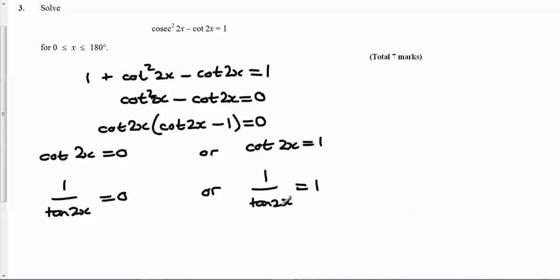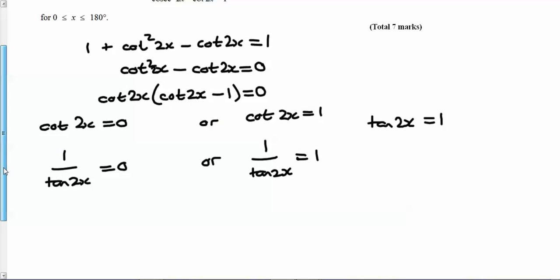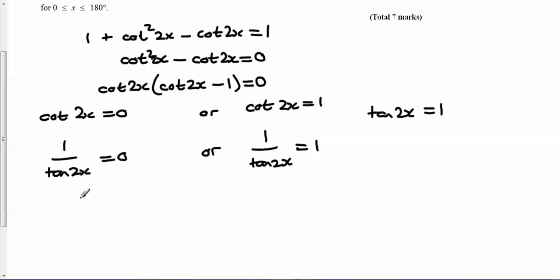Now if we start with the right hand side one, this one's fairly straightforward because that leads us to need to solve tan 2x equals 1, which turns out to be 45 and 135. However, this one you need to have a closer think about, because we're trying to find out where cot 2x would be equal to 0.